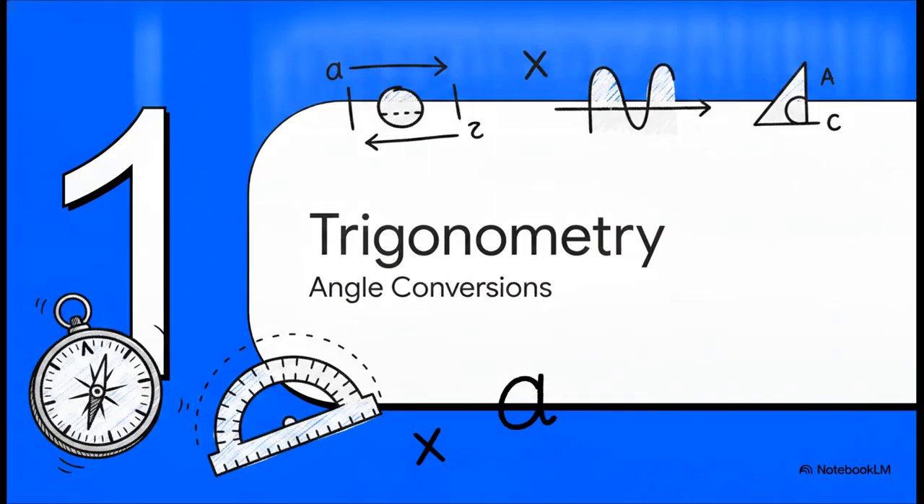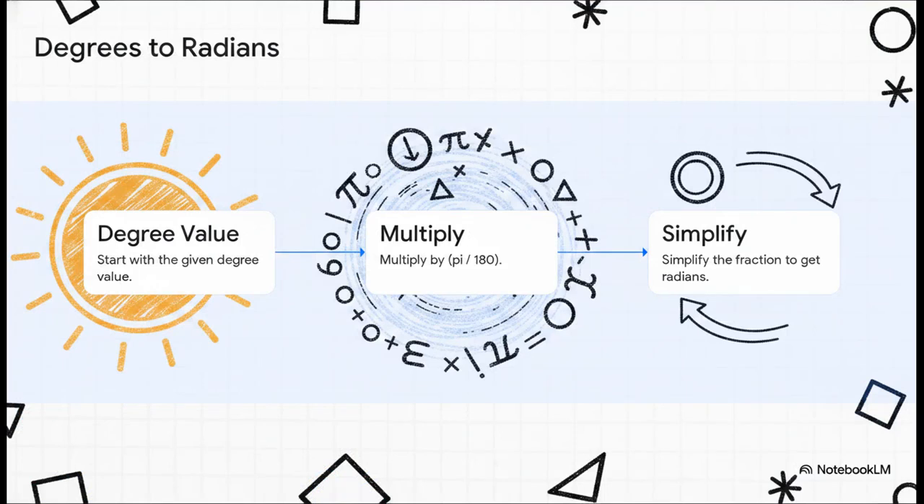Section 1. Fundamentals of trigonometry. Specifically, mastering angle conversions. Okay, so when you're staring down an exam question and need to convert degrees to radians under pressure, you absolutely need a foolproof method. No cognitive overload, right? It literally breaks down into 3 simple steps. Step 1, you start with your given degree value. Step 2, multiply that exact value by pi over 180. And step 3, just reduce and simplify the fraction to get your final radian measure.